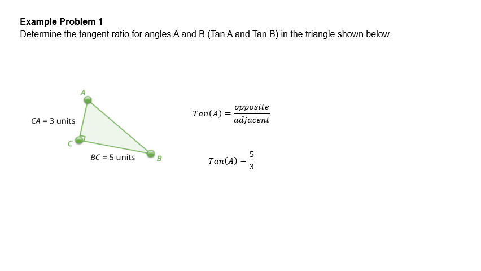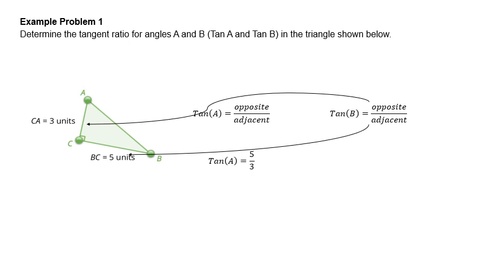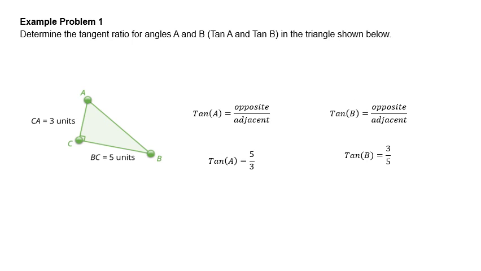So I want you to take a second and see if you can find the tangent ratio for angle B. Use angle B as your important angle, identify your sides, and write the ratio. Okay, so the tan of angle B would be opposite over adjacent, but this time my opposite side is the side that's directly across from angle B, which would be CA, or the 3 unit length side. And the adjacent side would be side BC, which is 5 units long. So the tangent of angle B is 3 over 5.